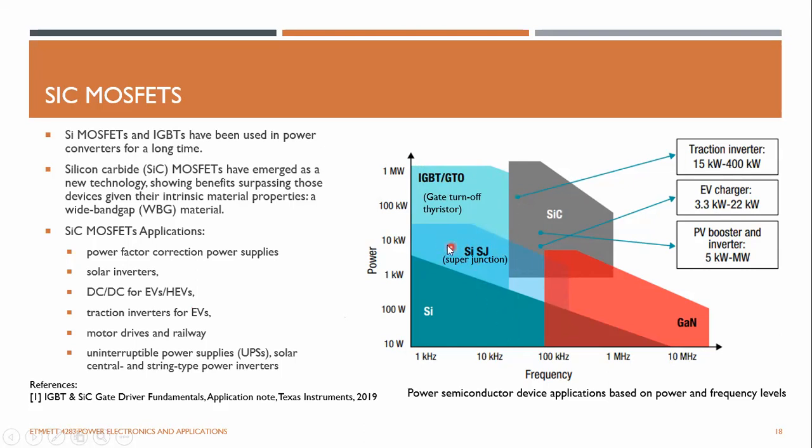IGBTs have high power, but the switching frequency is low. Silicon MOSFETs have a higher switching frequency, but lower power capability. Silicon carbide has the same power rating as IGBTs, but its switching frequency is also higher than MOSFETs, making it more suitable for new power converters. But silicon carbide MOSFETs are more expensive than either silicon MOSFETs or IGBTs.